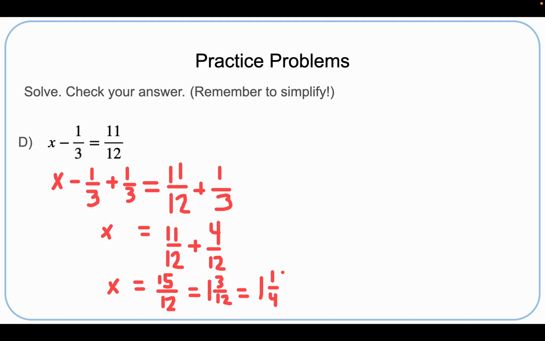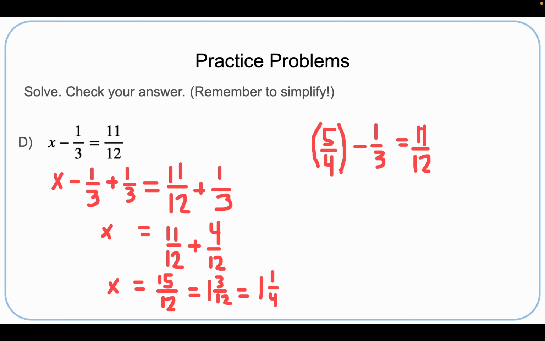Then we can go ahead and check our answer by plugging in 1 and 1/4 for x here. And I'm going to go ahead and actually put that into an improper fraction to start with. So 4 times 1 plus 1 is 5, that would be 5/4. Put parentheses around where my variable was. Minus 1/3 equals 11/12.